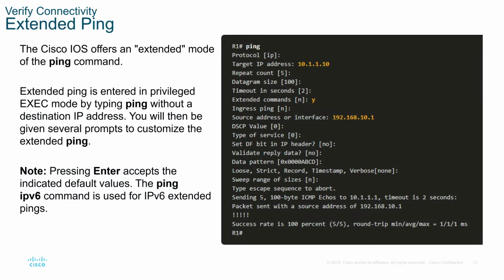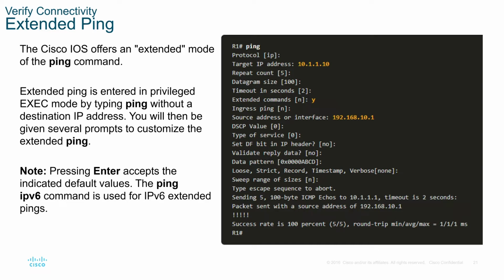You may also do an extended ping by, instead of saying ping and the IP address, just putting in the command ping. It would then ask you which protocol you want, IP or IPv6. You can then put in the target address. How many times do you want it to repeat? What is the size of the datagram? What is the time between datagrams? You can also go into extended commands where you can change the source address or interface.